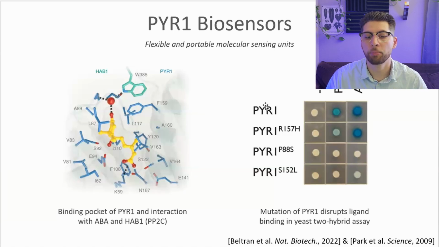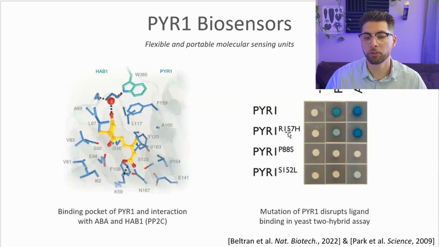So you can see this top row is Pier 1 wild type, so just a normal Pier 1. If there's no chemical added to the agar, you get a white colony, no activation of the biosensor. If you add abscisic acid, or ABA, then you get a lot of activation of that colony.